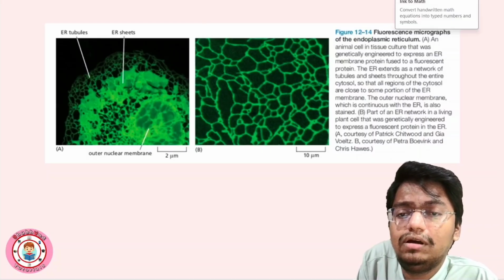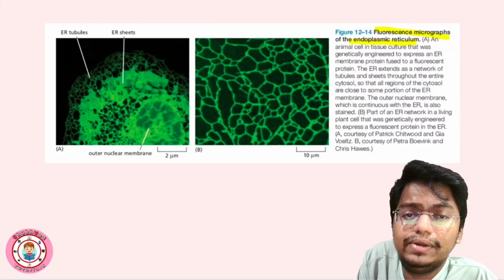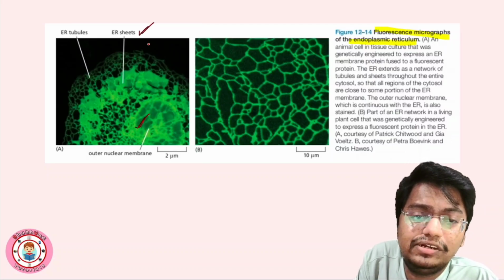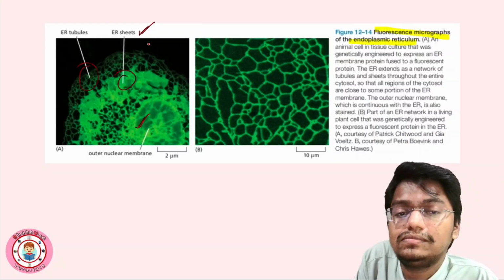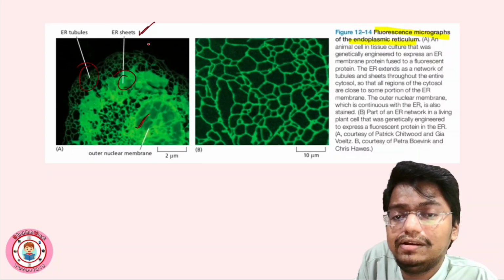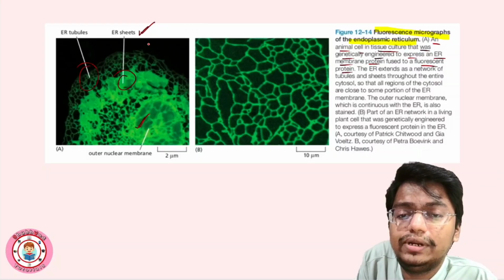Now this is showing a fluorescence micrograph of endoplasmic reticulum, right? You can see this outer nuclear envelope area. See this, this is the outer nuclear membrane, and this is ER sheet right here, and ER tubules. These are connected basically, it is a network, right? So it is written here: an animal cell in tissue culture that was genetically engineered to express an ER membrane protein fused to fluorescent protein, right? Fusion is done so that we can see the fluorescence.